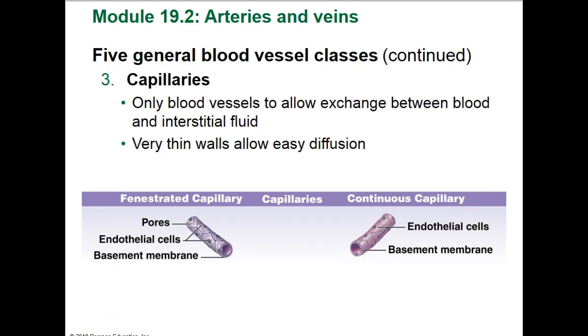And now we're at the capillaries. These are the only blood vessels that allow exchange between the blood and the interstitial fluid. We don't have this movement out of the arteries and the larger veins. So we have very thin walls that allow easy diffusion. We pretty much have a layer of endothelial cells that allows that movement in and out.